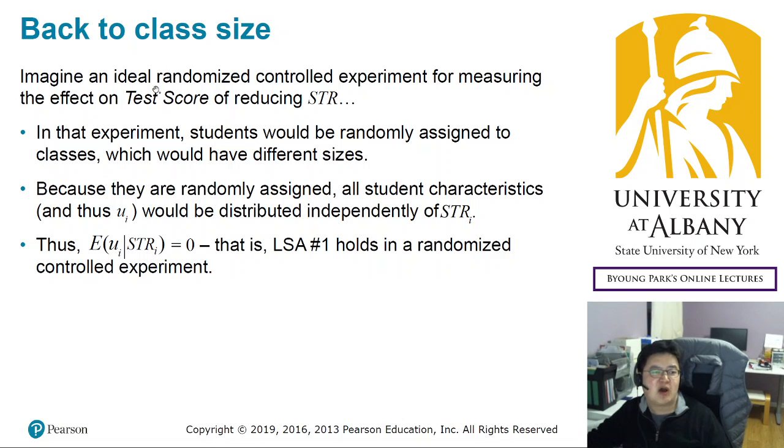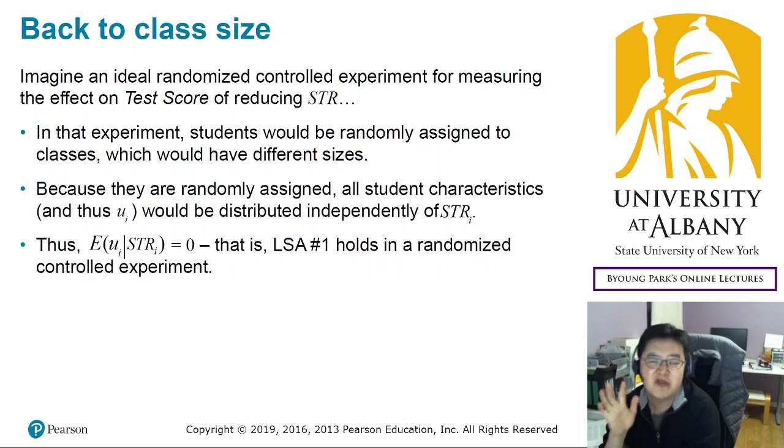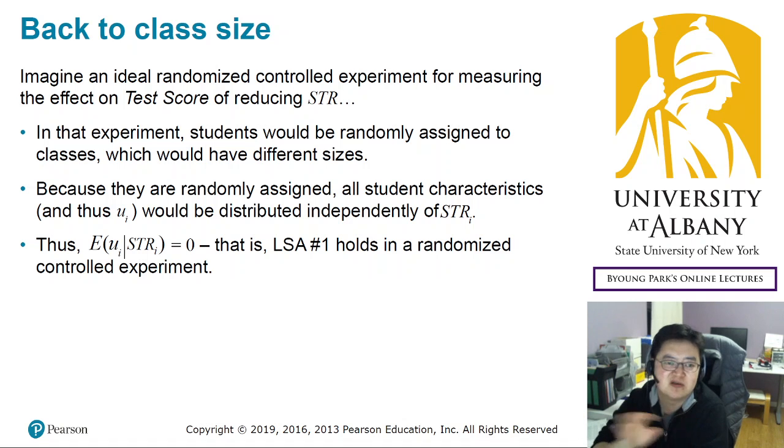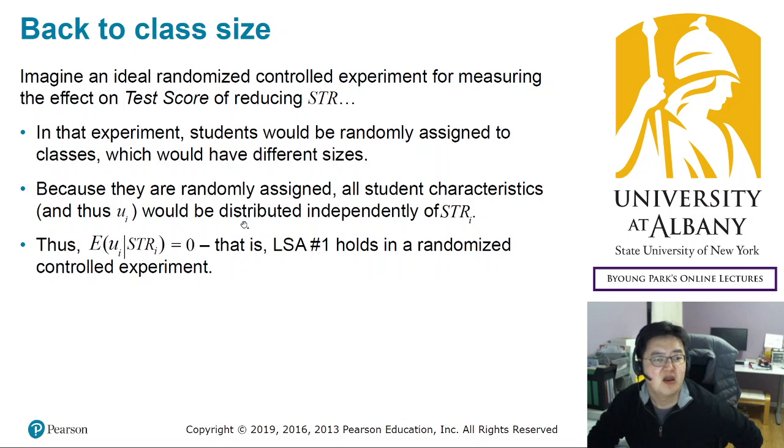So then, back to our case. If you want to estimate the causal effect of the student-to-teacher ratio on test scores, the ideal randomized control experiment is to randomly assign students into different school districts, right? Or randomly assign the number of teachers to each school district. So randomize students or randomize teachers. And the main point here is the student-to-teacher ratio should be determined independently of anything else.